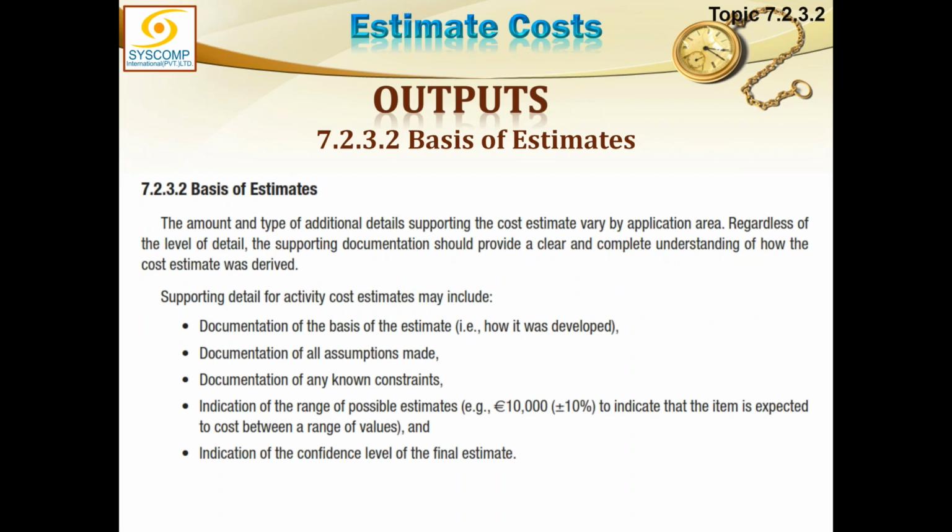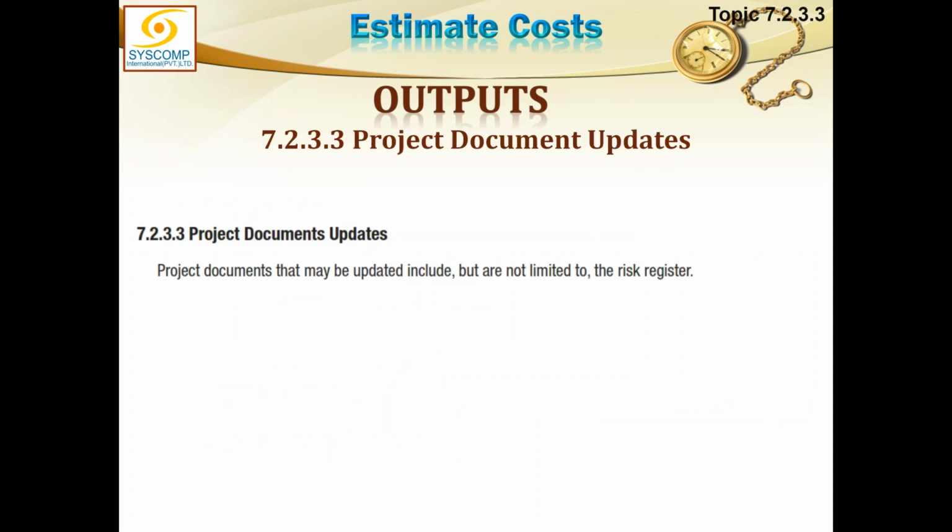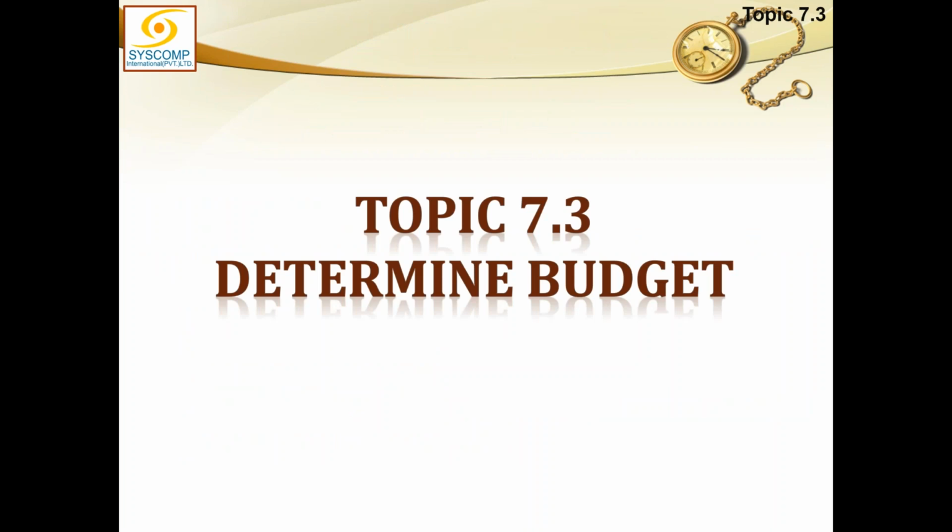And basis of estimate will include all the supporting documents. These are the documents of the basis of the estimate, documents of the assumptions, documents of any known constraints, indication of any range of possible estimates, or indication of the confidence level of the final estimate. And finally, you update the project documents. This brings us to determine budget.